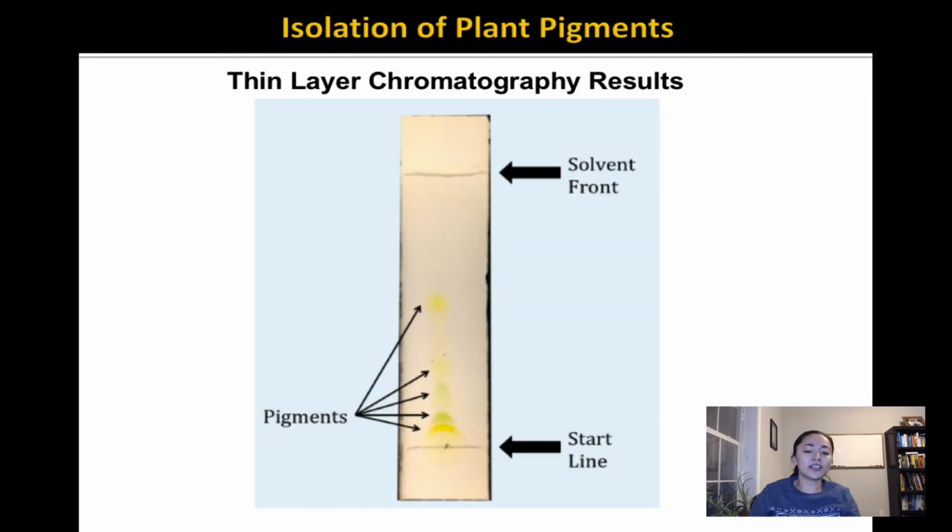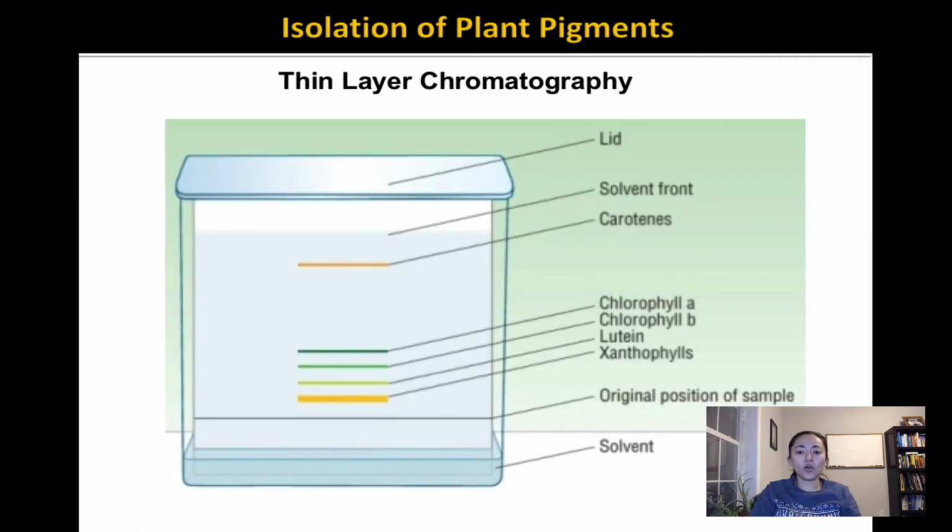You might get results that look something like this. And this is the solvent front, the distance the solvent traveled up the strip. And then you would want to mark where all the different pigments were that moved up the strip. The start line is where you first applied the extract. One of the benefits of doing a thin layer chromatography is that you can look at the distance and the color the different pigments moved, and that can help you actually identify what pigment it is within a plant.